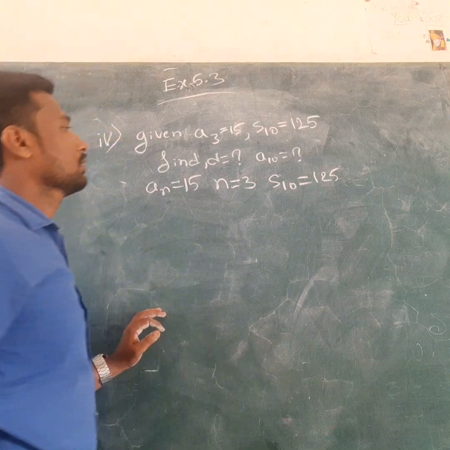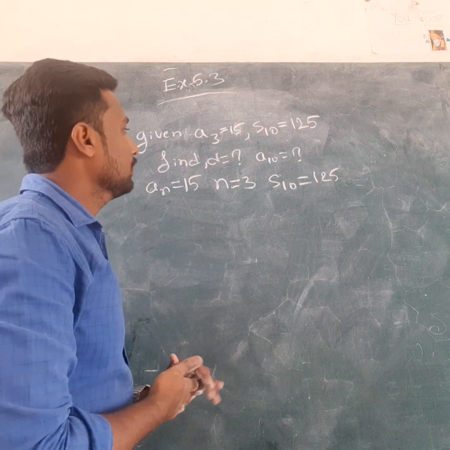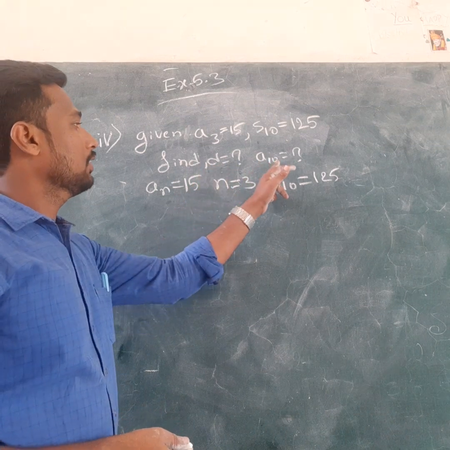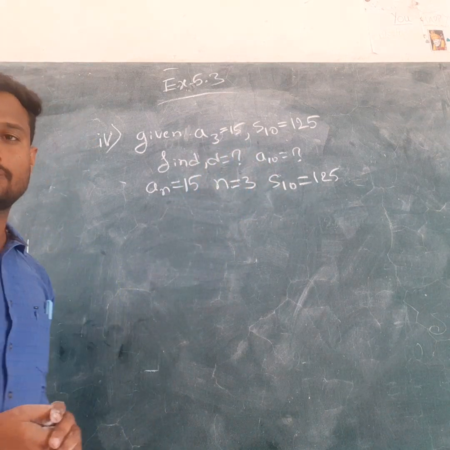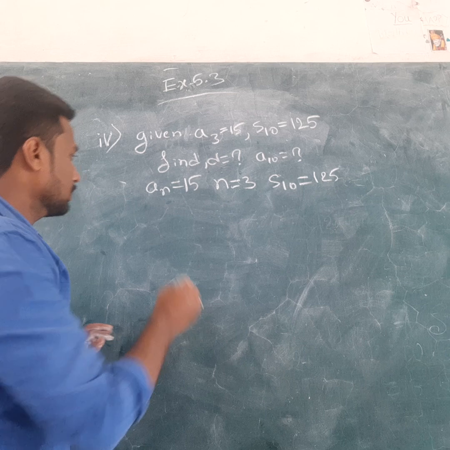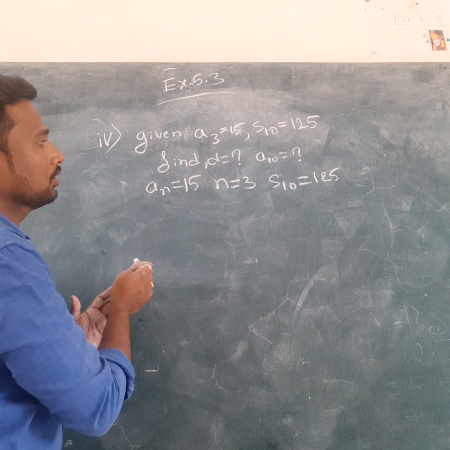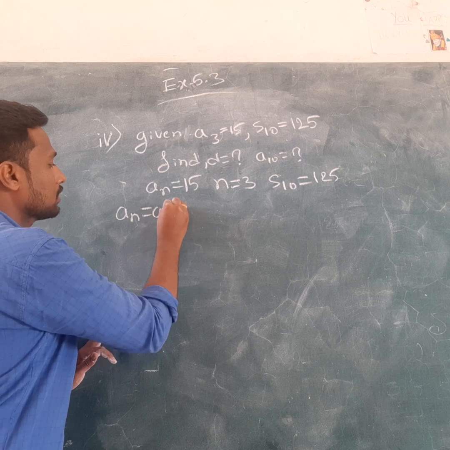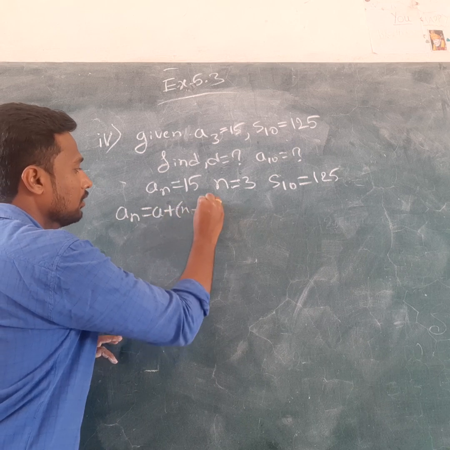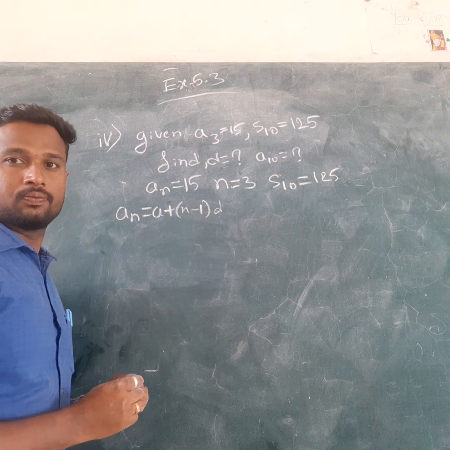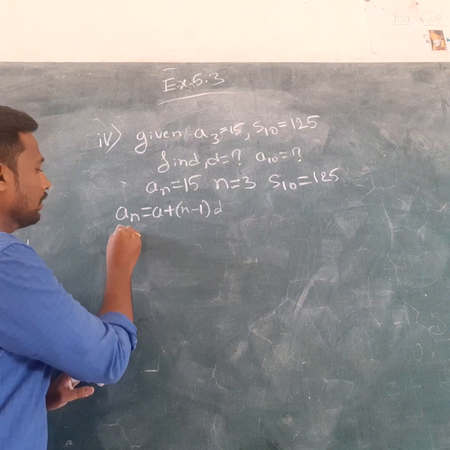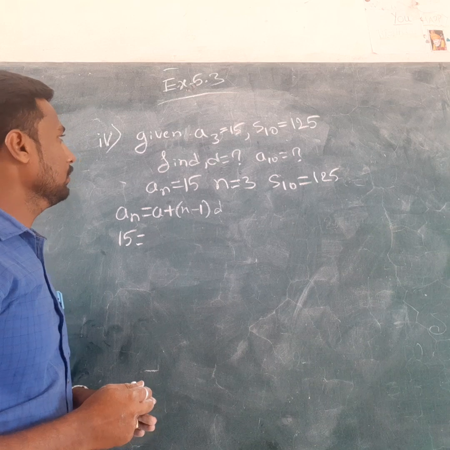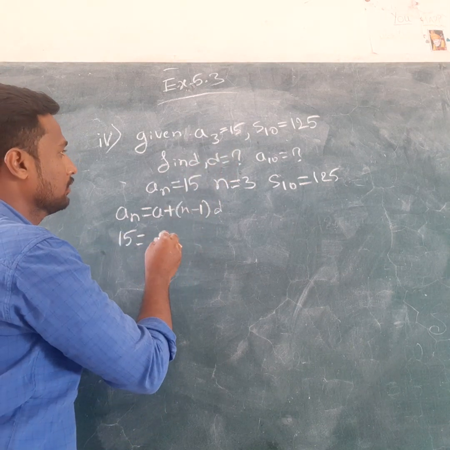Right, and they ask to calculate the d value and the a10 value. Okay, so first I will write the formula: an is equal to a plus (n minus 1) into d. Here the an value is 15, is equal to... what is the a value? We have to calculate that.